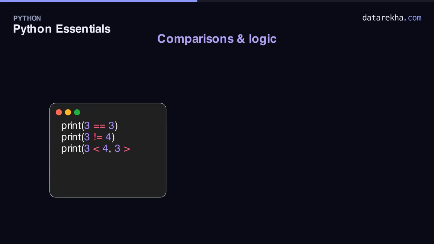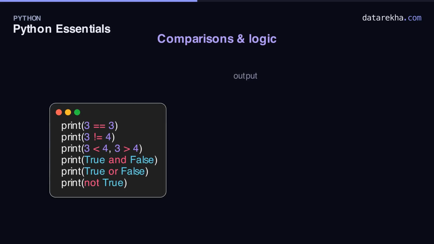To make decisions, code has to ask questions, and questions return a boolean, True or False. These comparison operators are how you ask. Double equals asks, are these equal? 3 equals 3, True. This is the great beginner trap. A single equals assigns a value, but double equals compares. One sets, two asks. Exclamation equals asks, are these different? 3 is not 4, so that's True as well.